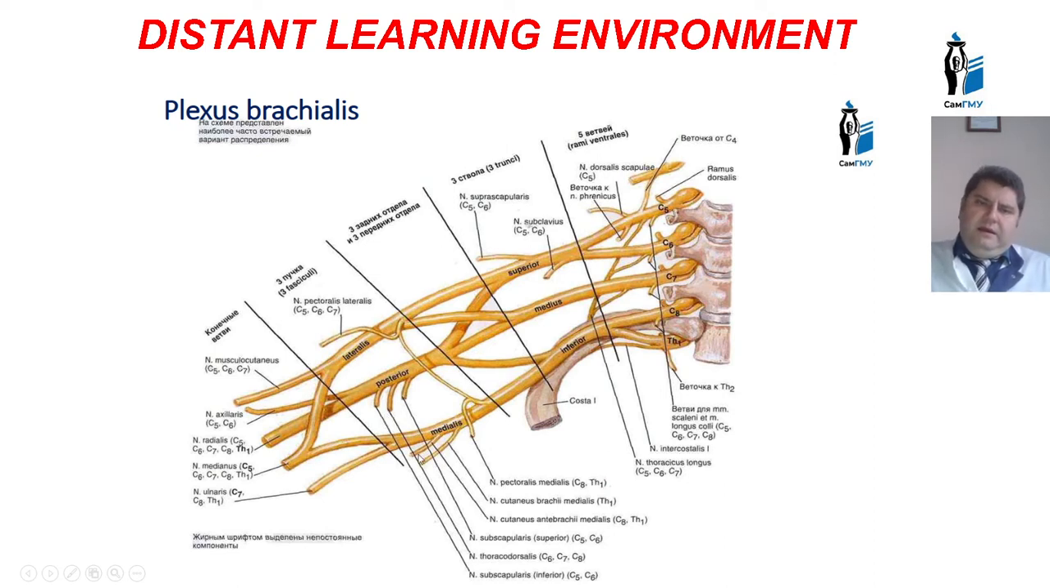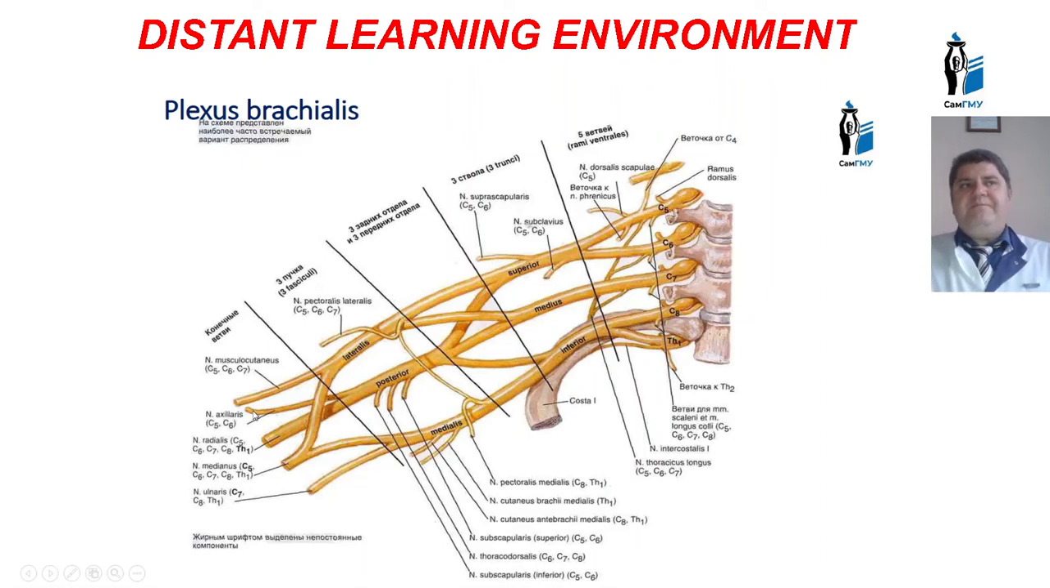Next, let's look at the subclavian region of this plexus. You can see the subclavian region, because we deleted the clavicle from this picture, and you may see that one short branch passes from the subclavian region of the plexus, from the posterior fasciculus. It's called the axillary nerve.